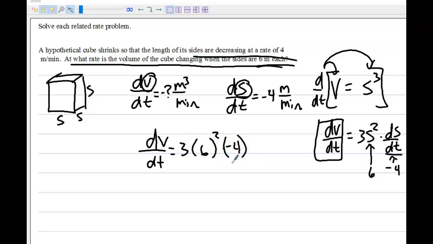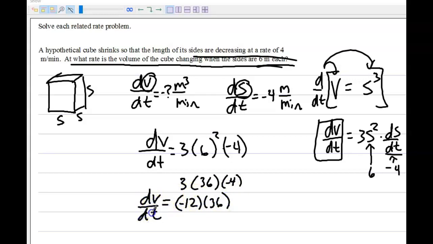Okay, so let's see what we got here. I've got pretty big numbers to deal with. 3 times 36 times negative 4. That's going to be negative 12 times 36. I'm going to get my calculator. Looks like 432. Okay.